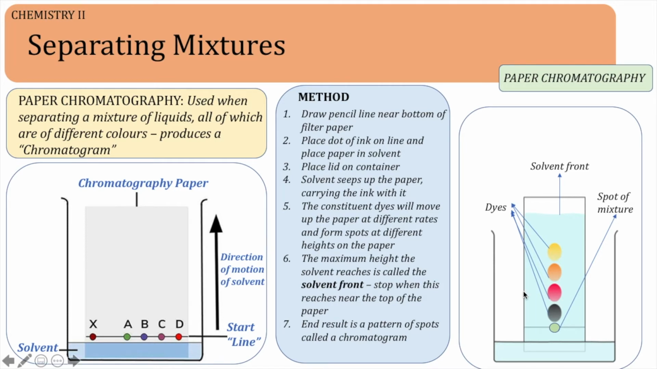We need to be careful here, as sometimes two or more dyes could end up on the same spot on the paper. So if our chromatogram has 4 spots like this one, we have to say there are at least 4 different dyes here.